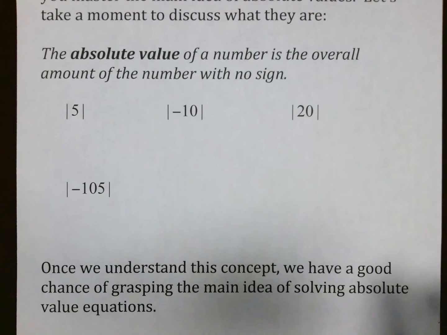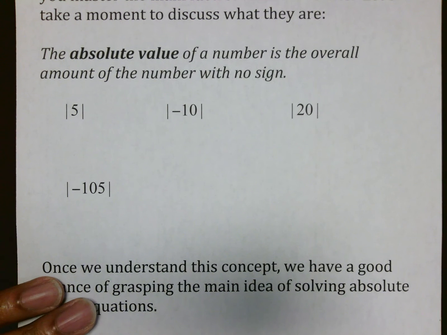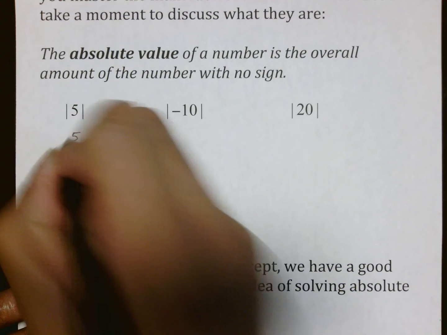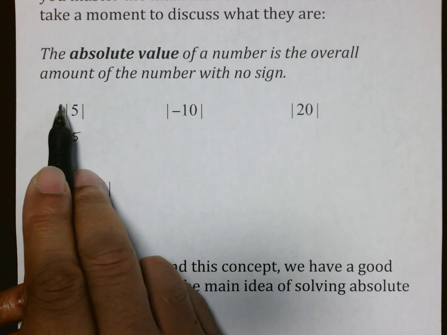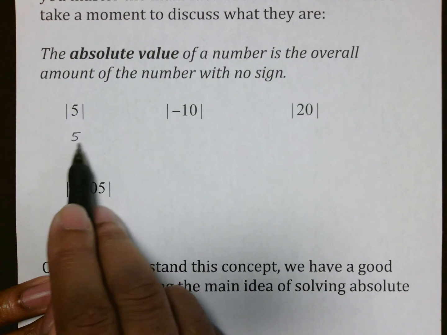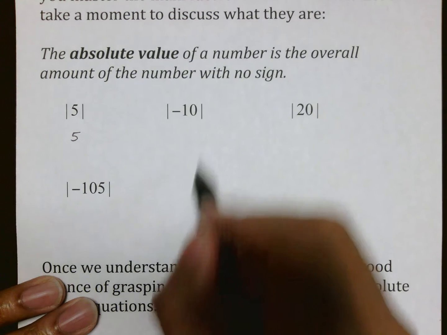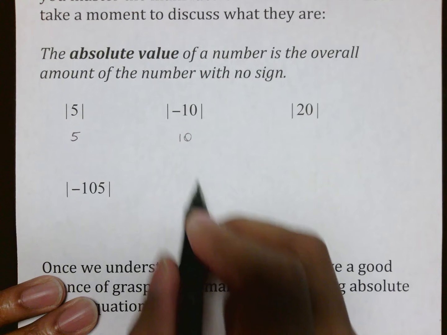The absolute value of a number is the overall amount of the number with no sign. Pretty much it is the distance from zero. So what we learned is that the absolute value of 5 is the number 5. In other words, I don't care if it went up or down 5. I just want to know that it changed by 5. The absolute value of negative 10. I don't care that it went up or down 10. I just care that it changed by 10.